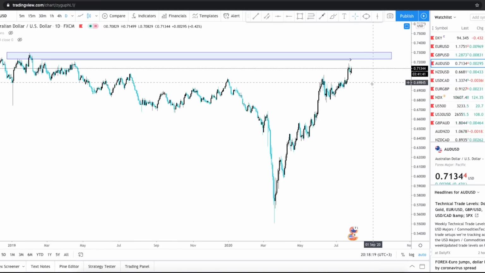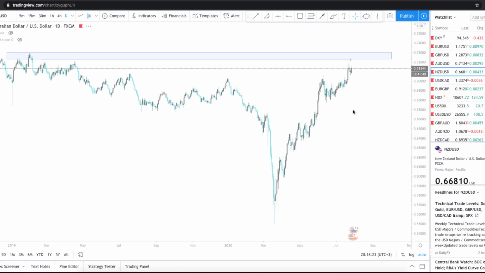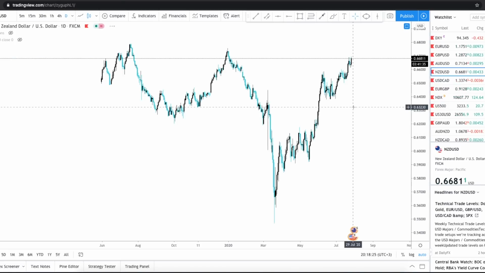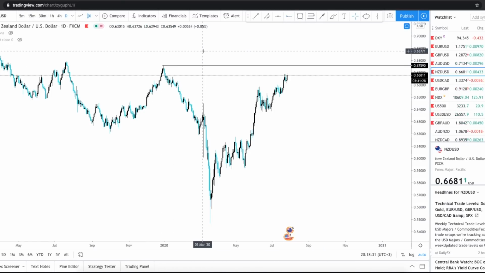And one of the main reasons is because the US dollar is weak against it. So again, that is the area. It's going to continue higher too. Also NZD USD, definitely coming up to this area.